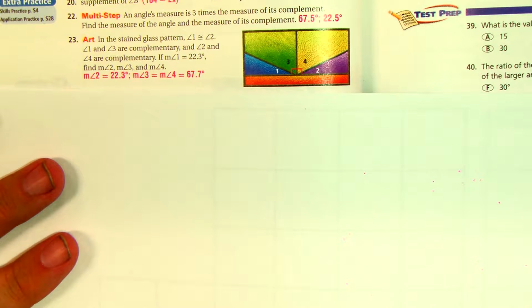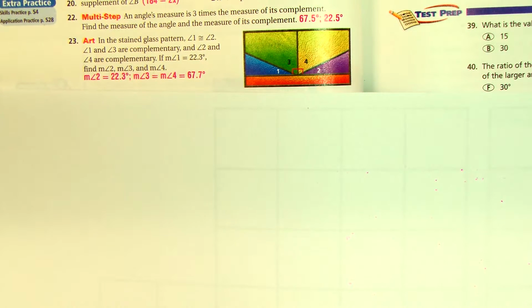Stained glass in the pattern. Angle 1 is congruent to angle 2. Angle 1 and angle 3 are complementary, which means how many degrees are they equal to? Complementary comes first in the alphabet, so it's the smaller number of the special angles. So it's 90 degrees. 2 and 4 are complementary.